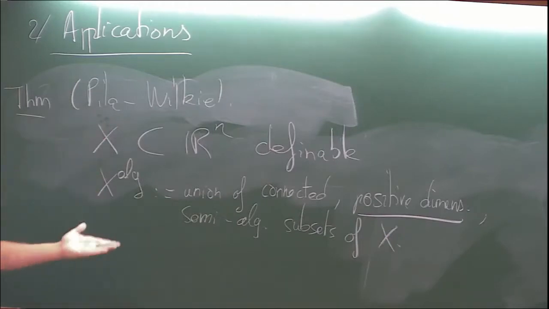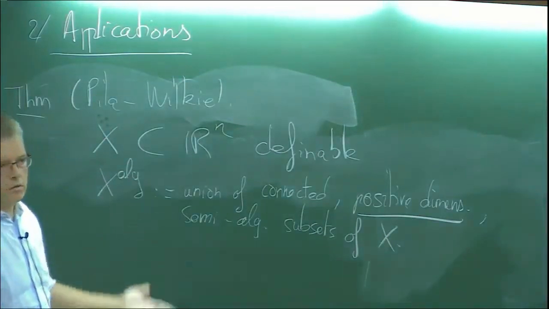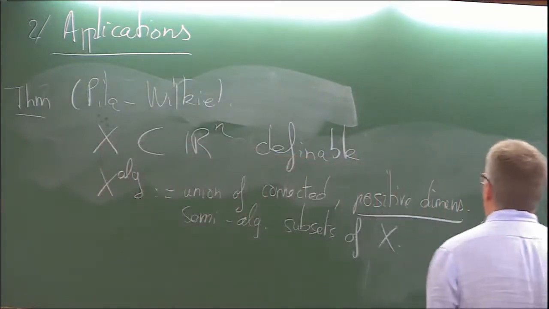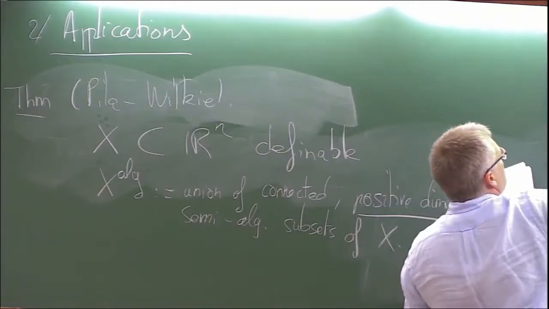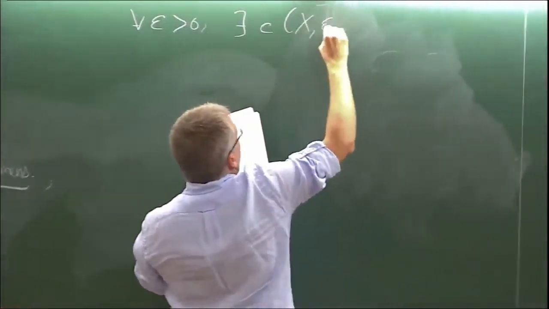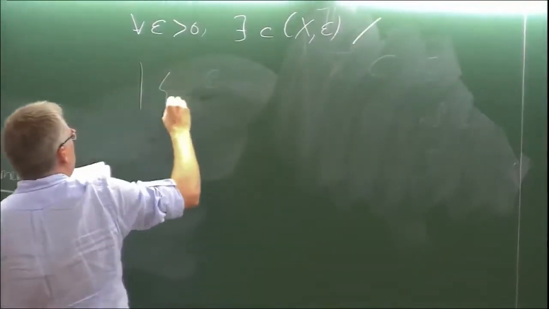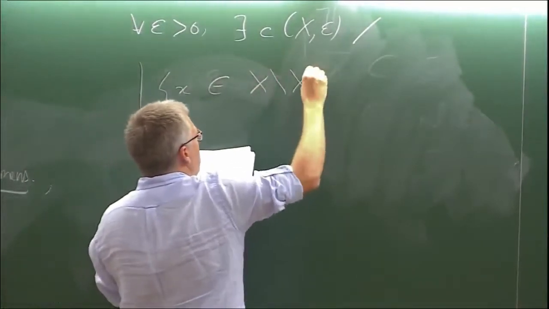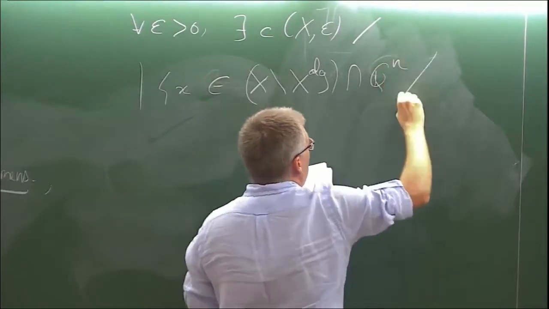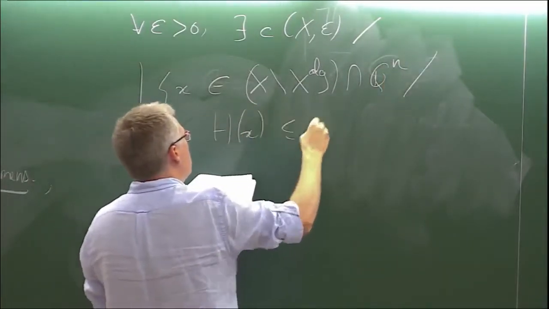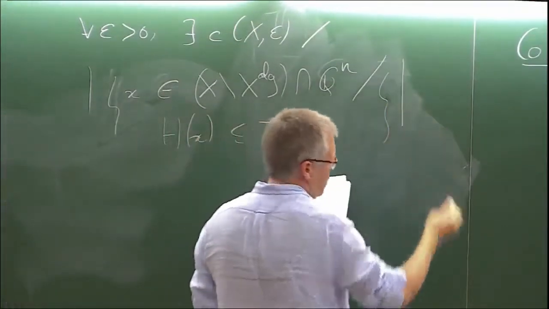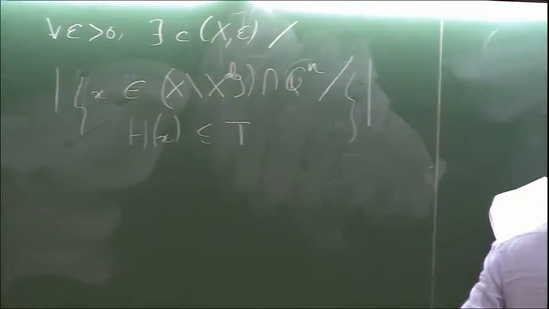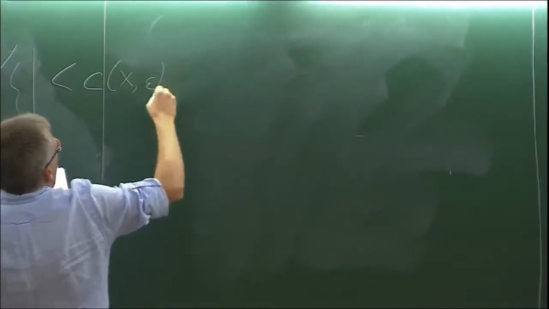A priori, if you start from some definable set, it could well happen that it does not contain any positive dimensional semi-algebraic set. And so the theorem tells you the following: for any epsilon larger than 0, there exists a constant depending on X and epsilon such that if you count the number of rational points in X minus the algebraic part of X, intersected with Q to the n, whose height is smaller than T, then the cardinal of that set is smaller than this constant depending on epsilon times T to the epsilon, for any epsilon.